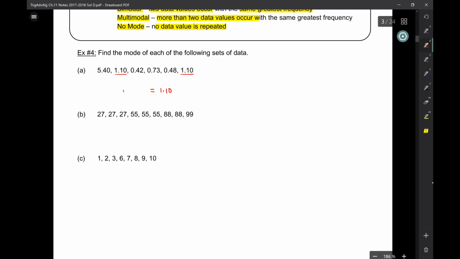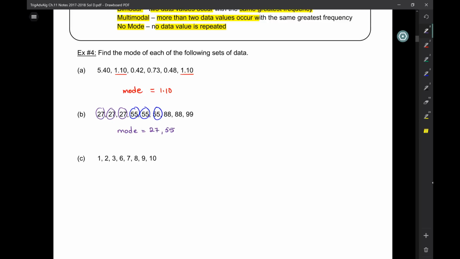So this would be a multimodal. Okay, so let's see here. So we have 27, 27, 27. 55, 55, 55. 3 of those. Okay, 88, 88. That only repeats twice. That's out. Okay? So the mode, it's a bimodal, is 27 and 55.